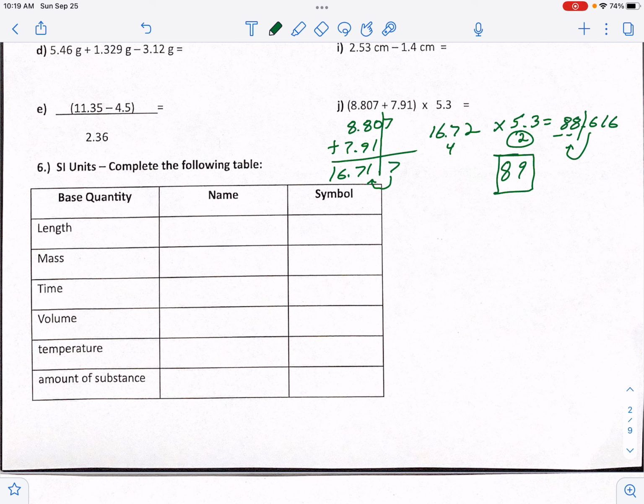For length, it's going to be meters. Whenever you go out on the track, you can run in meters. The symbol would be the letter M. Now mass is going to be kilograms.